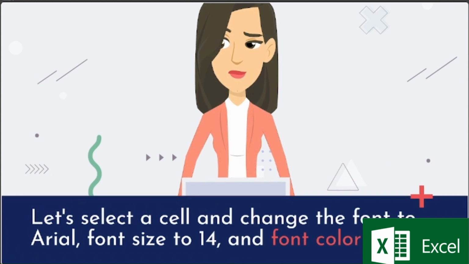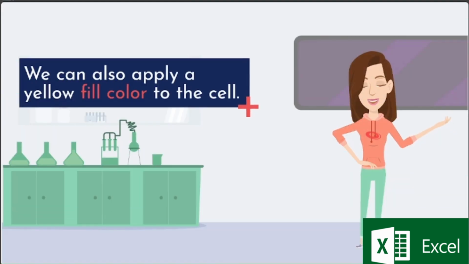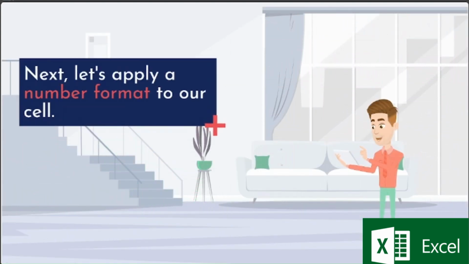Let's select a cell and change the font to Arial, font size to 14, and font color to blue. We can also apply a yellow fill color to the cell. Next, let's apply a number format to our cell.